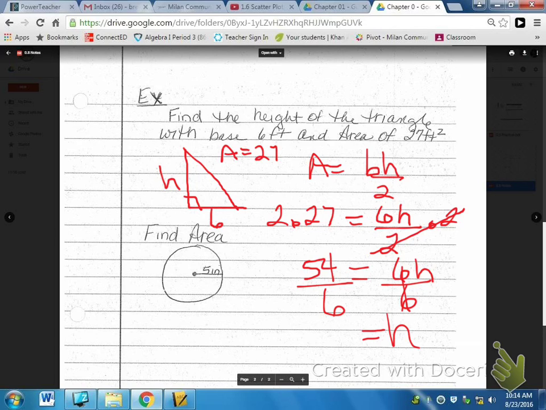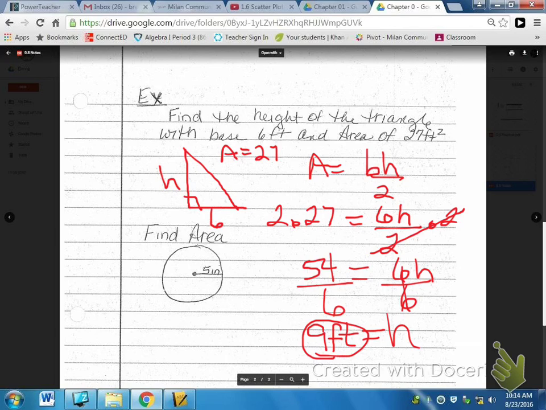Now be careful. So my answer is 9, but I've got to label it. My height would be 9 what? Feet. It is not feet squared, it is feet, because you're just measuring a dimension. It is 9 feet. All right, if they've already got the area, then you're not going to answer in square units. You're finding just a distance. Questions about that?